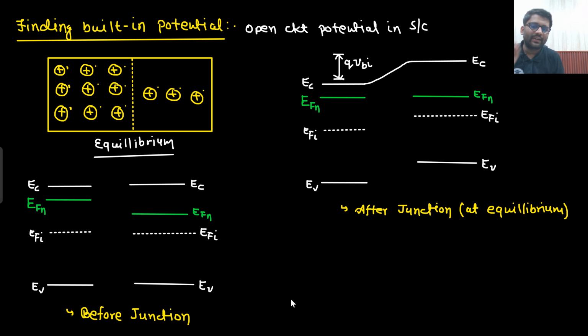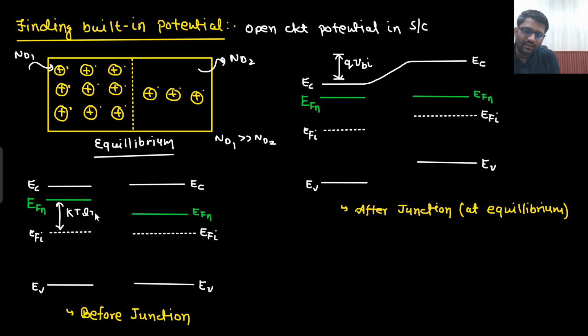QVBI. Now look at the diagram carefully. Just let me know what is the value of this one. Let's just say here I am saying that my doping is ND1. Okay. And here I am saying that doping is ND2. And you know that ND1 is much more than ND2. So what will be this particular width? Sir, it would be KT ln ND1 by Ni. And what do you think, what will be this particular width? Sir, it would be KT ln ND2 by Ni.